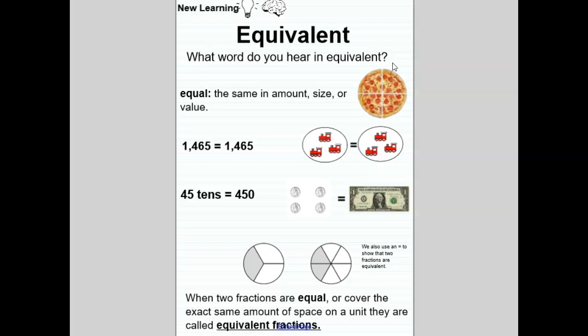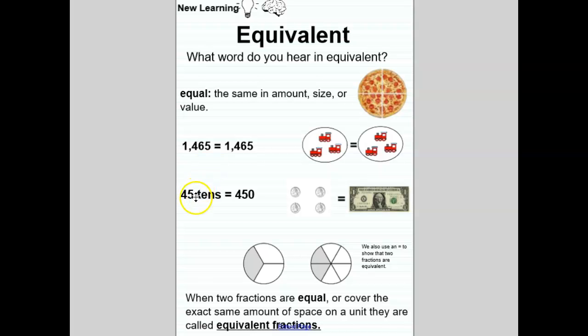Let's look at some of these other representations. Let's look at these trains. So in this equal size group, you see that there are 3 trains, and in this group, there are also 3 trains. To show that 2 amounts are equal or have the same value, we use the equal sign that you've gotten so used to. We know that 1,465 would be equal to 1,465 because the value in each column is the exact same.